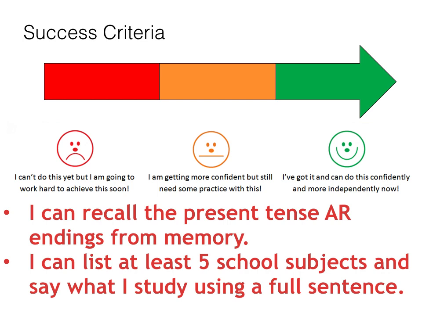Okay, and can you list at least 5 school subjects in Spanish and say what you study using a full sentence? So could you say español, francés, matemáticas, inglés, educación física? There's 5 subjects. And could you say what you study using a full sentence? Could you say estudio, I study, estudio español, francés, matemáticas, inglés, and educación física? Doesn't have to be those 5 subjects, could be any. That's what you need to make sure you can do by the end of this lesson. And feel free to go back and re-watch the lesson if you still don't feel confident.